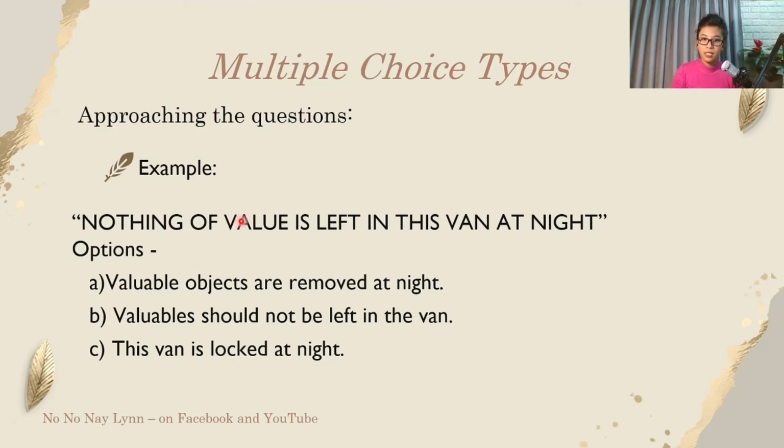So number C, it says this van is locked at night. Do we see anything related to locked? No, we don't see anything related to locked because it says nothing of value is left in this van at night. It only says about left, and nothing about removed also, and also nothing about locked. So these might be the tricks in the examination. So we need to go a little more in details than that. We can't look at the keywords or nearly the keywords. So we can't just decide on these semi keywords.